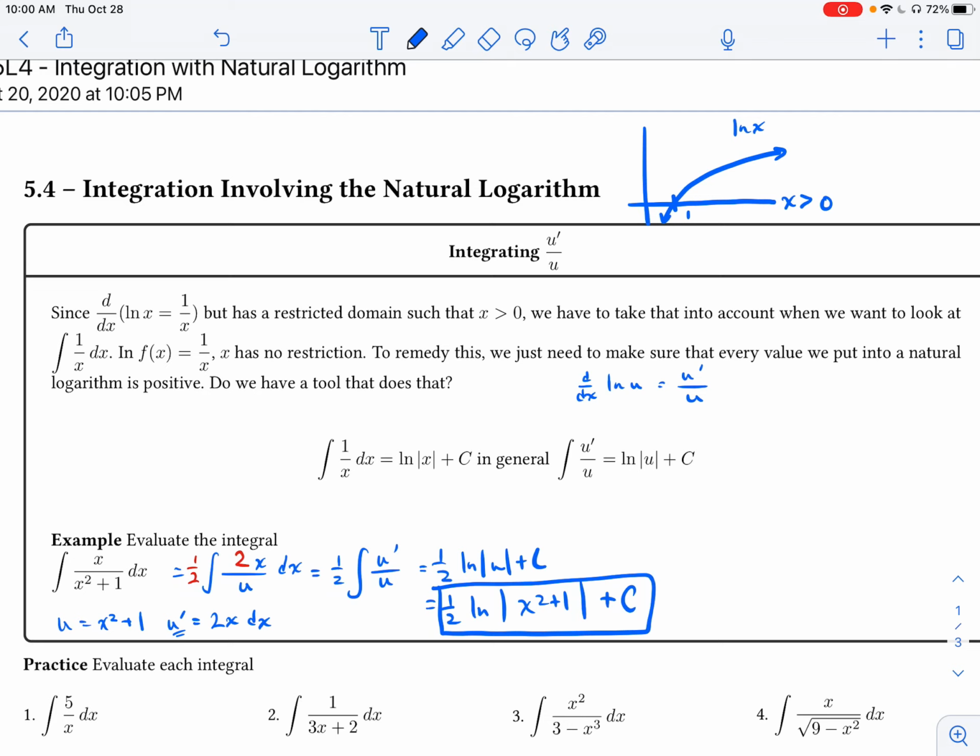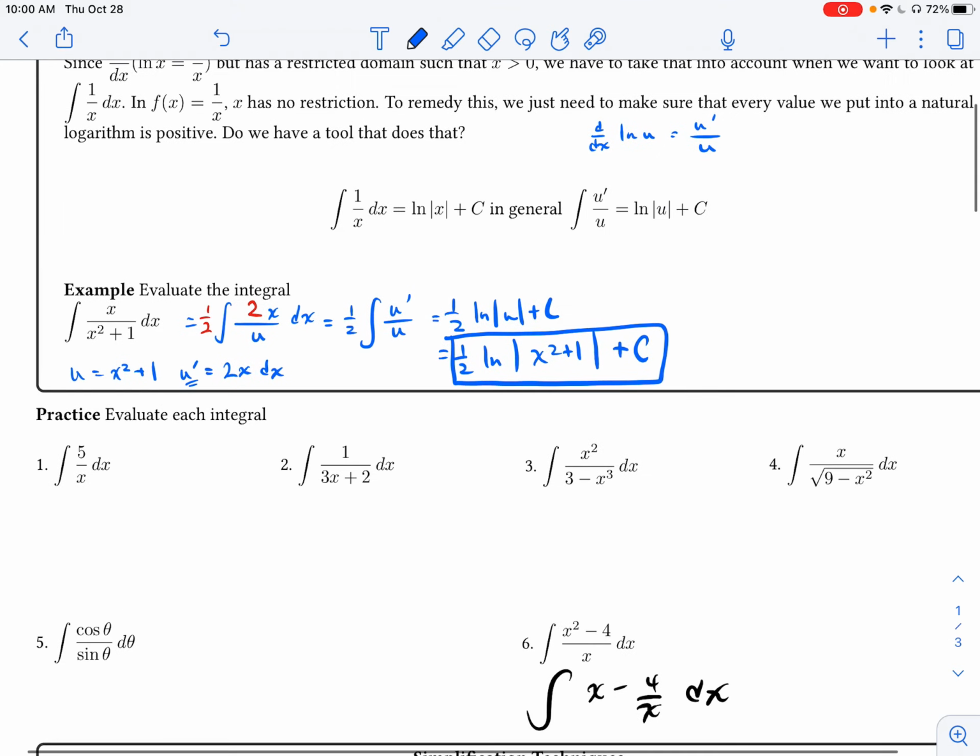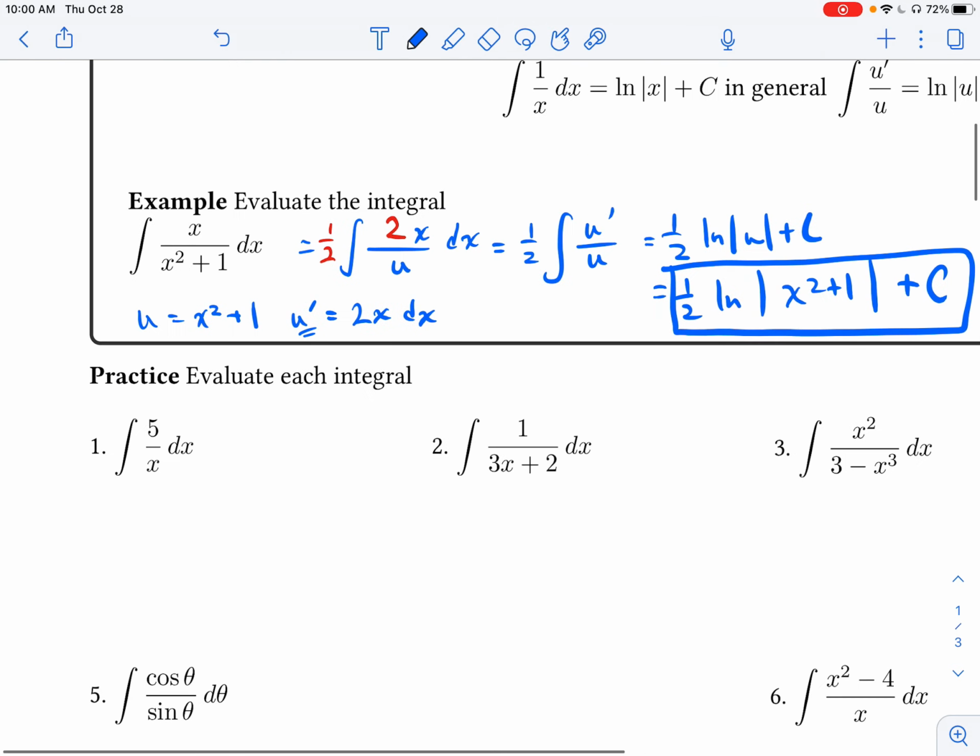Okay, all right, let's do just a few here before I talk about some other methods of integrating. So again, if we were to do something like number 1 here, this could easily be u prime over u, or the derivative of x over x itself. If I just move that 5 to the outside, well, that's pretty easy. Now I've just got 1/x dx.